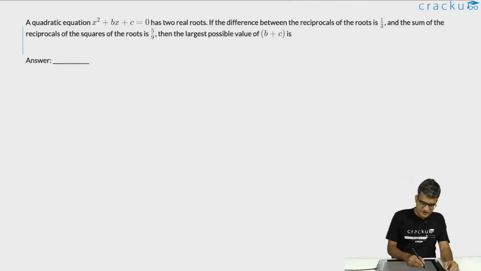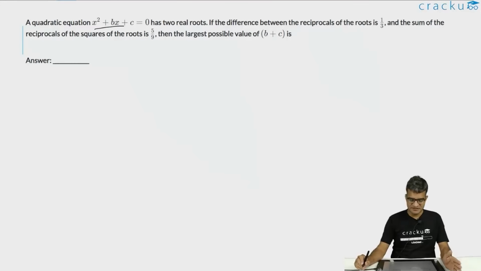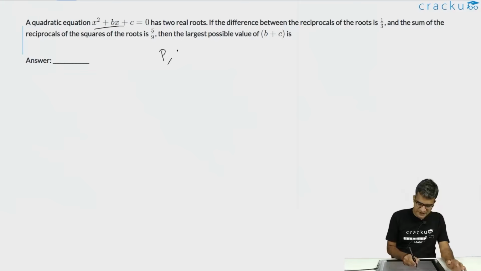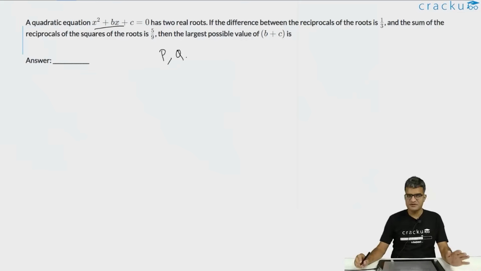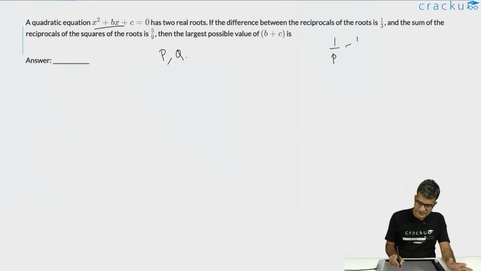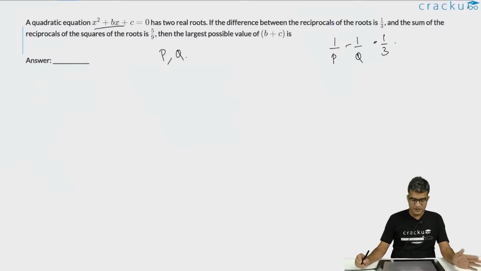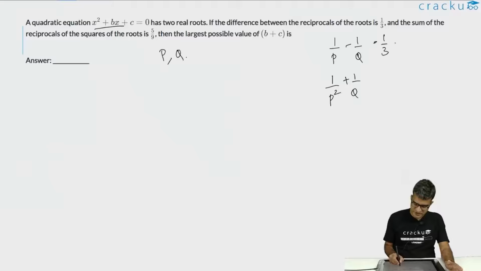In this question, we are given a quadratic equation, x square plus bx plus c is equal to 0. We are told that it has two real roots. Let the two roots be p and q. The difference between the reciprocals of the roots is 1 by 3, so 1 by p minus 1 by q is equal to 1 by 3. We are told that the sum of the reciprocals of the squares of the roots is 5 by 9, so 1 by p square plus 1 by q square is equal to 5 by 9.